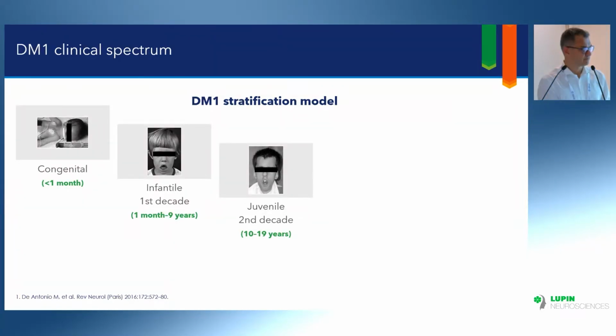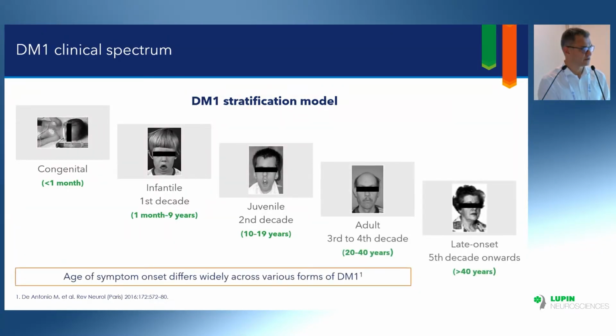And we have identified another phenotype, during the teenage years, which we called the juvenile. This is something different as compared to the adult. So what was described by Hans Gustav Steiner was in fact this form, which is now called the adult form. Of course, this is the most represented subgroup. The onset is between 20 and 40.